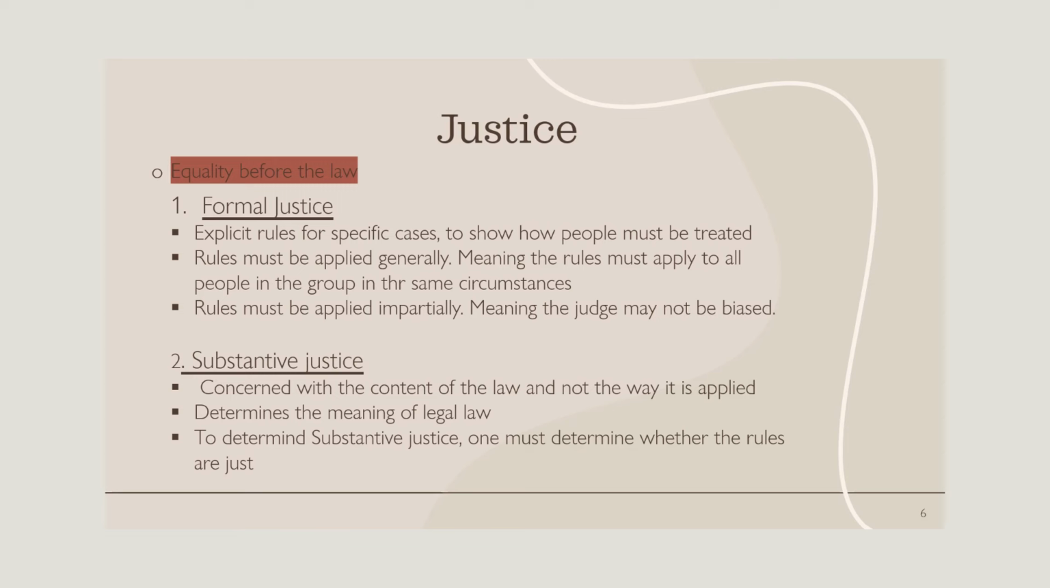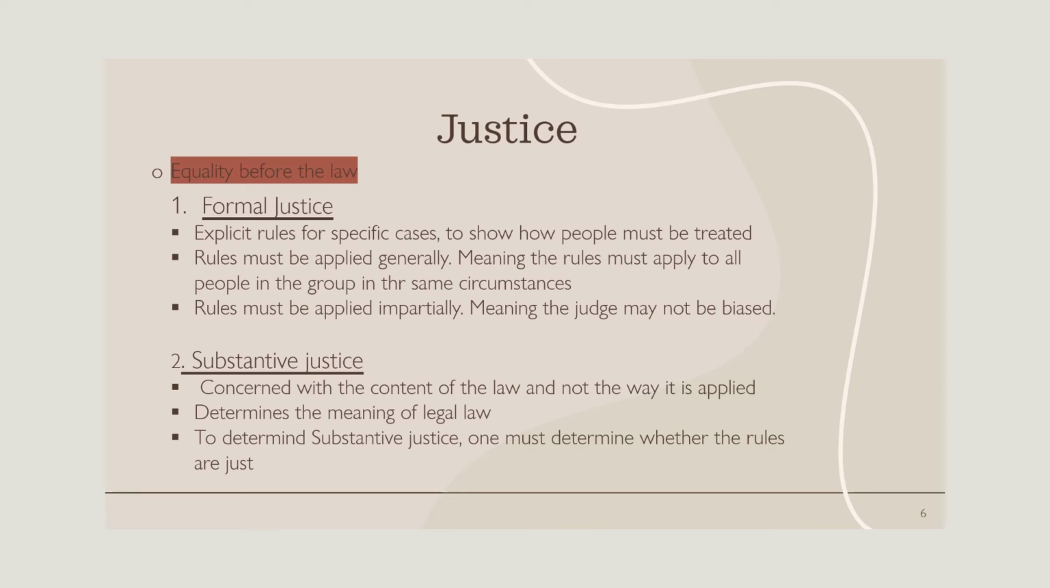Biased means you have a certain judgment towards that person. For example, if I am a judge for a case between two parties and one party is my son, I'm going to be biased and leaning more in his favor. A judge is not allowed to be biased.